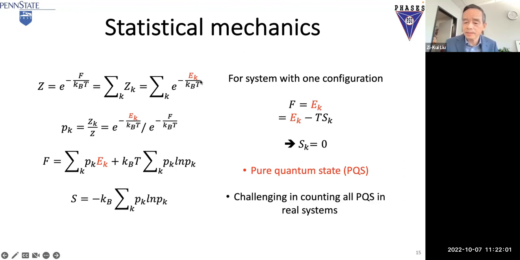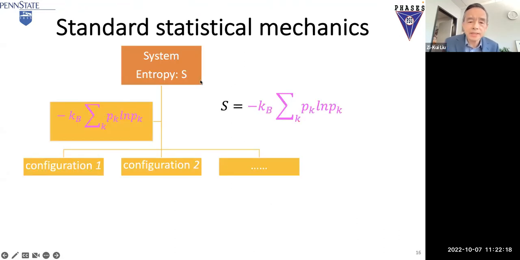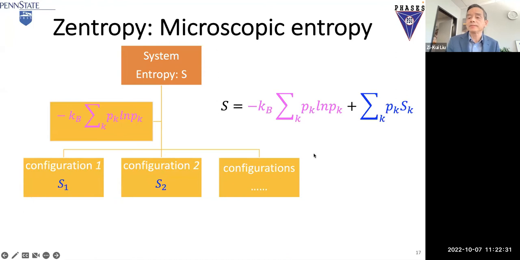But when you talk about real materials, it's not. In real materials, you have many more quantum states in one configuration, okay? So that's why this equation is very difficult to use, because it's very hard to count all the pure quantum states. So if you take standard statistical mechanics, you calculate the entropy as minus k_B sum of p_k log p_k, where p_k is the probability of each configuration. However, if each configuration also has its own entropy, then you have to add one term.